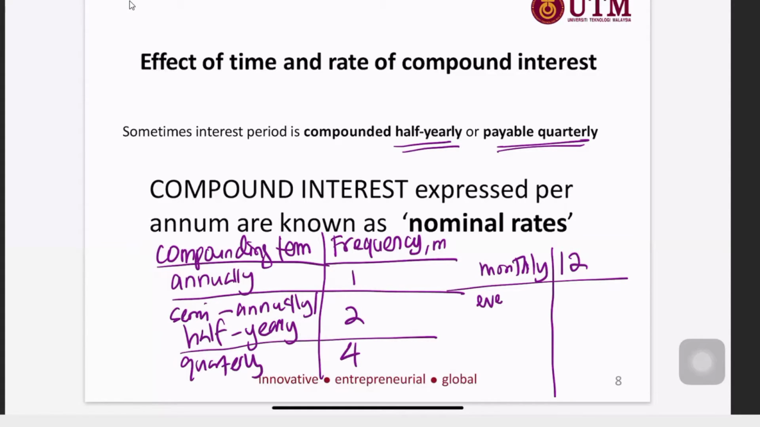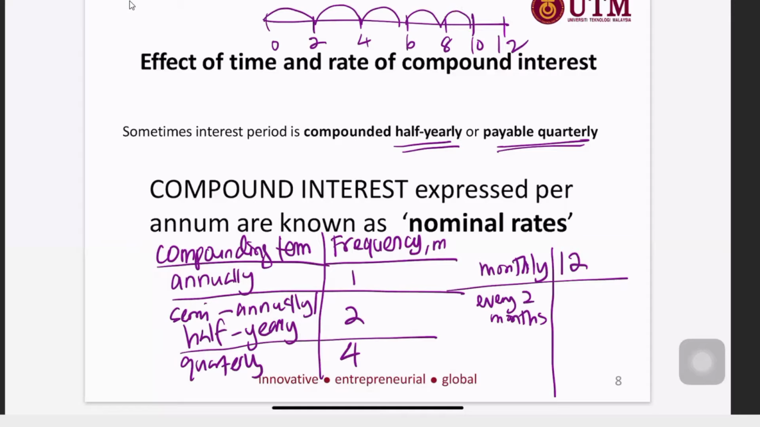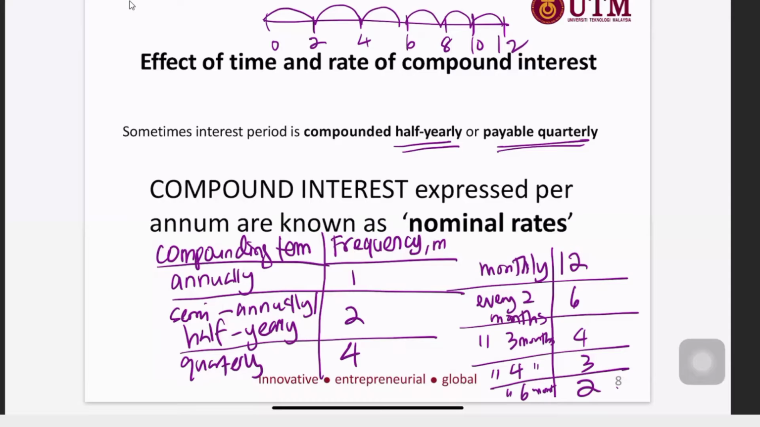Or sometimes, for example, every 2 months. Every 2 months in 1 year means 2, 4, 6, 8, 10, 12, so that means we have 6 times of compounding. Every 3 months would be 4. Every 4 months would be 3. And every 6 months would be 2, because 0, 6 and 12, so 1 and 2.